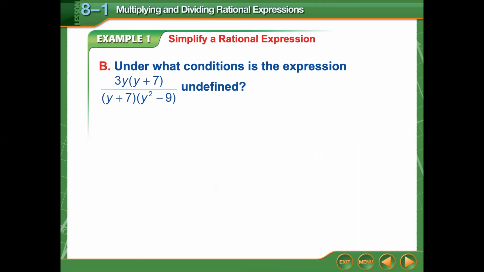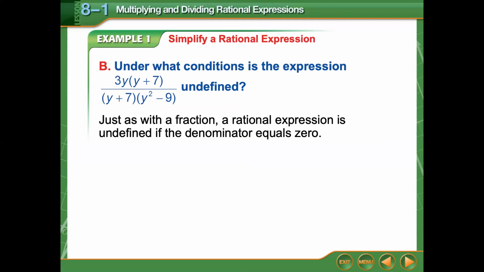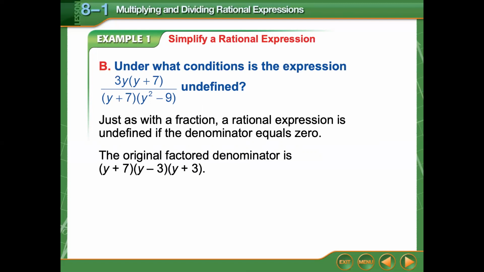Another thing we'll be looking at is when this function, or expression in this case, would be undefined. When we look at fractions, we always remind ourselves we can't divide by 0. That is the same thing here, because all we have is a fancy fraction. So we're going to take our denominator, set it equal to 0, and solve for each factor of it.